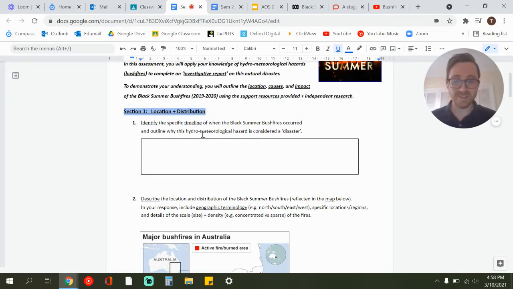You also need to outline 2 parts of the question. When did it happen? And why is this considered a disaster? Remember at the beginning of this unit when we looked at the difference between a natural hazard and a disaster? There's something that separates those two. So why is this not just considered a hazard, a hydrometeorological hazard? This is specifically referred to as a natural disaster. Why is that? You just need to use that space there to type your response.